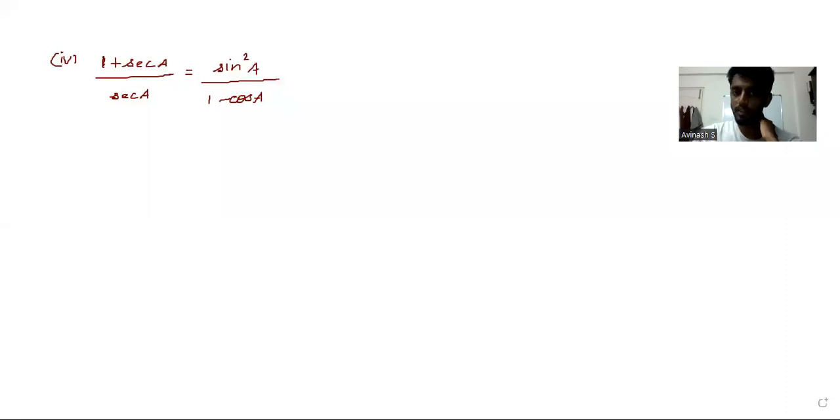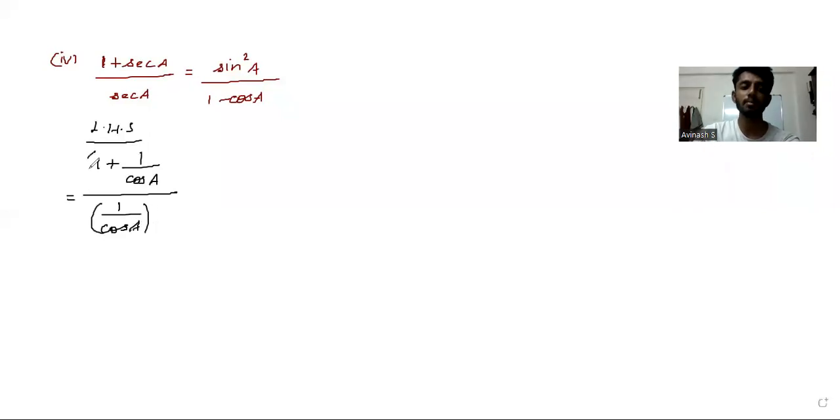So let's do the fourth subdivision. There are some problems wherein we might have to solve both the left hand side and right hand side simultaneously and arrive at a common answer. This is one such problem. So I'm going to take the left hand side and convert it into a simple trigonometric ratio, which is cos. So now this 1 plus sec a can be written as 1 plus 1 by cos a, because inverse of sec is cos, and also in the denominator sec can be written as 1 by cos.